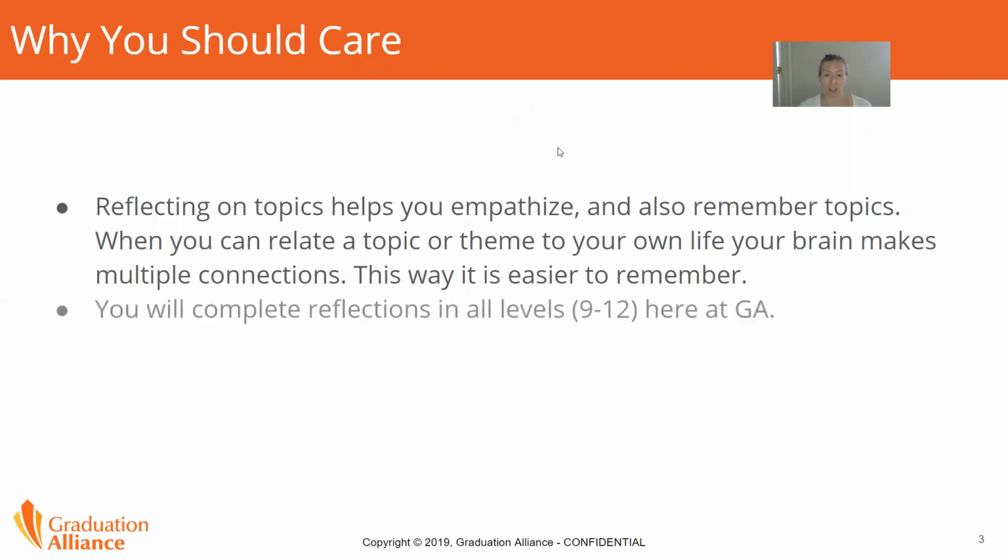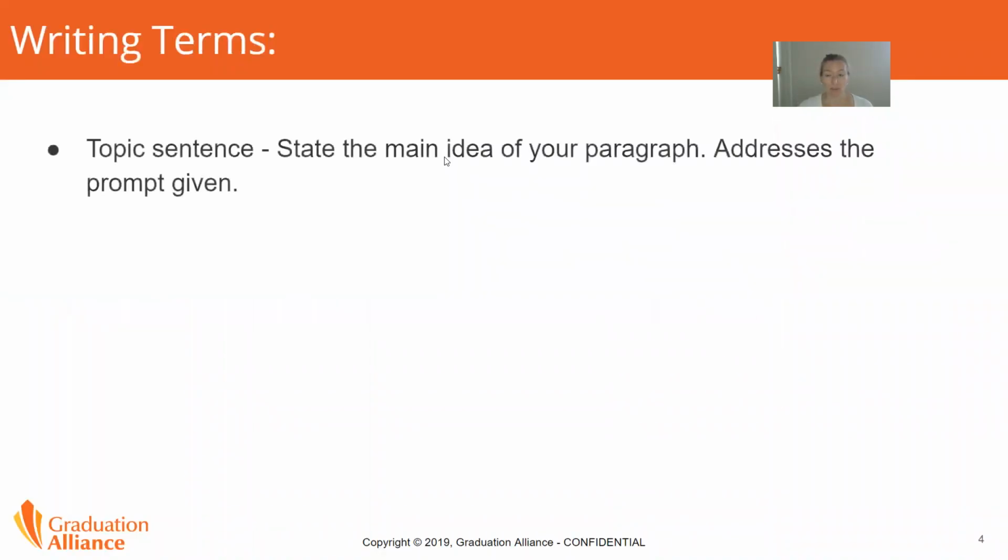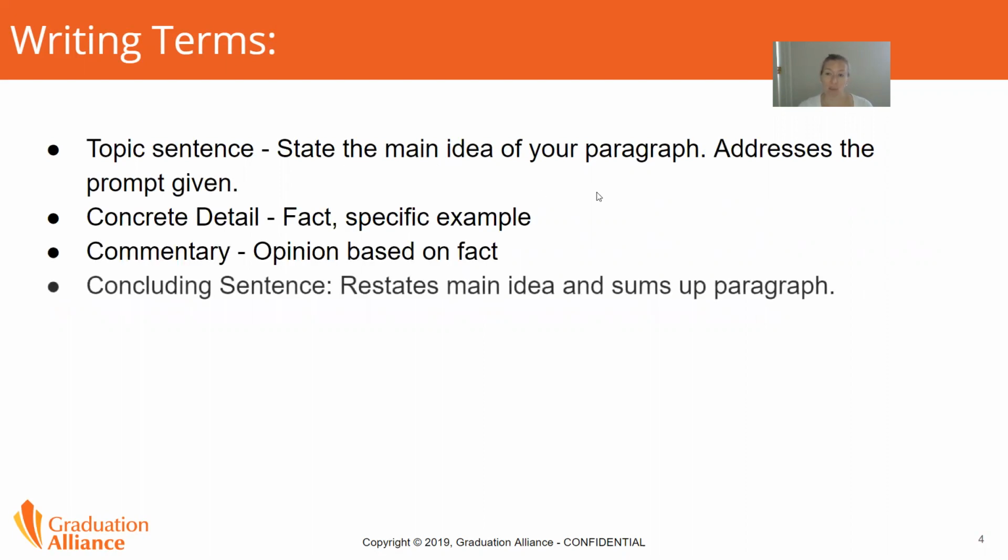Also, you have to write reflections for grades 9 through 12 here at Graduation Alliance in all of your English classes, and probably reflections in other core classes as well. In order to write a reflection, you're going to have to know these writing terms. These, by English 10, are probably a review for you. We use the same writing terms in every single English course, so that you don't have to relearn a new term.